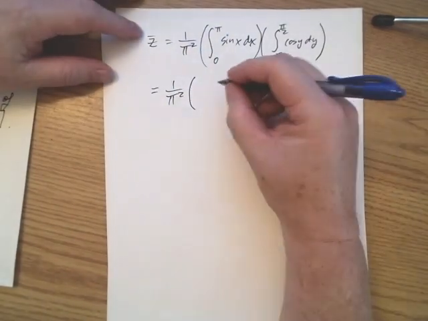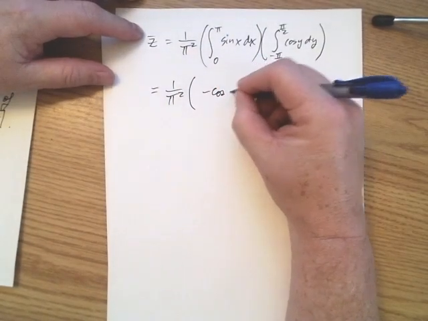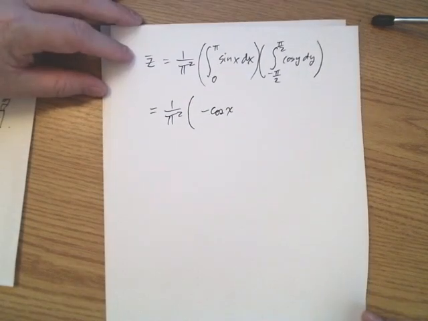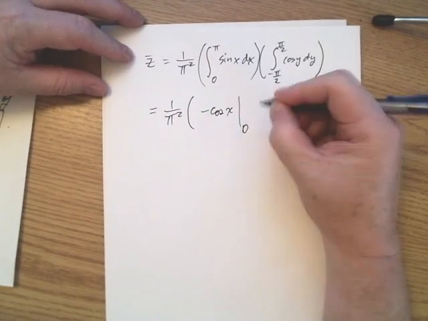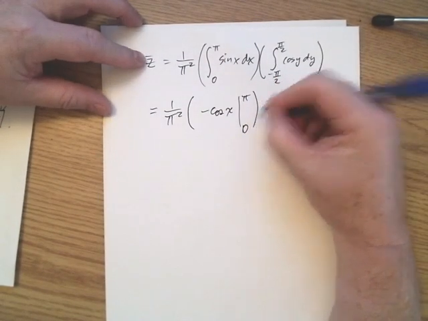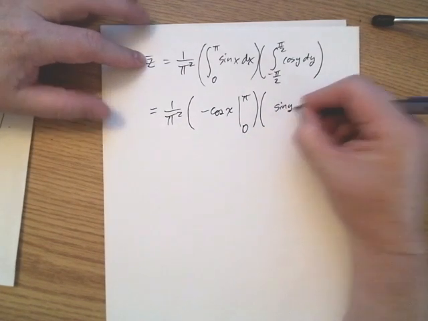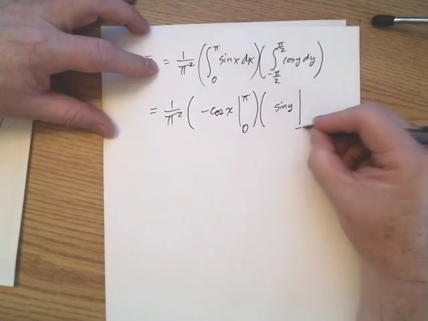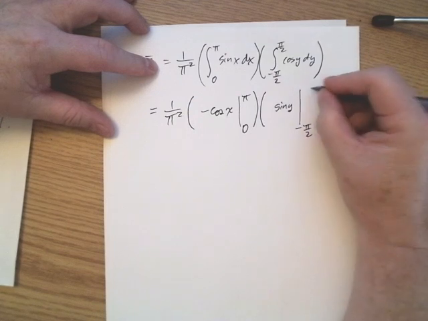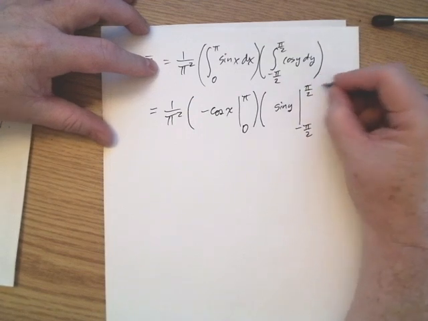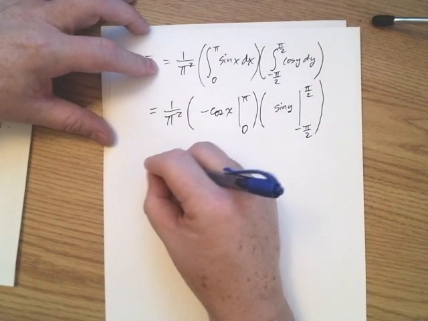What's the antiderivative of the sine? How about negative cosine? So we'll go negative cosine of x from 0 to pi times, let's say antiderivative here would be what? Sine of y. Going from negative pi over 2 to pi over 2. All right, let's do some evaluation here.